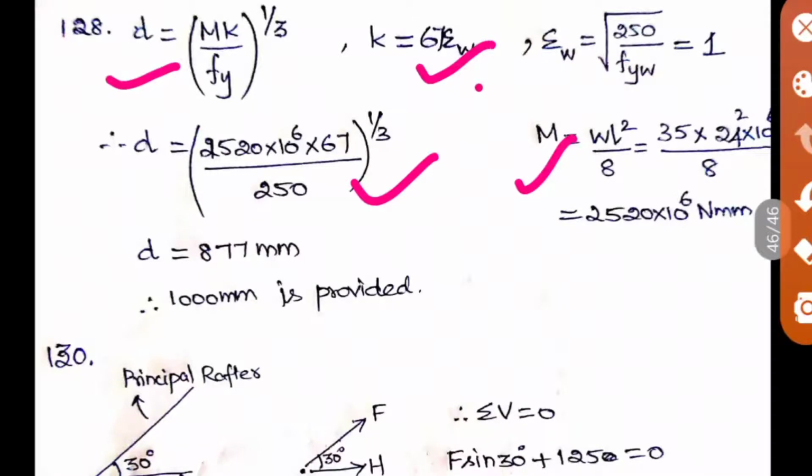So always you should provide extra only. If extra is provided, no problem. You shouldn't provide a value lesser than the calculated value. So here 1000 is nearer to that, so we can go for the option 1000 mm.